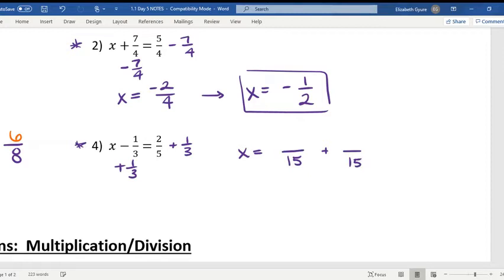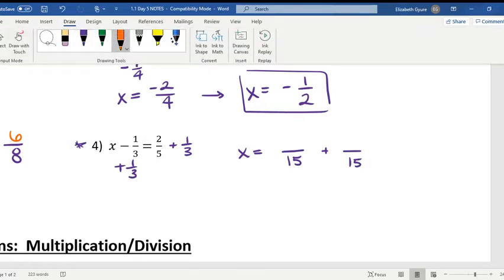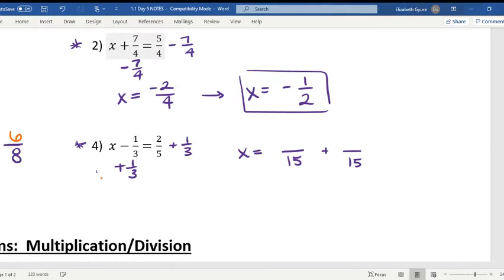And now we need to figure out how to change the top. So somebody at home, 2/5. I needed to change it to have a 15 on the bottom. What should I multiply that fraction by? 3. Very good. Yeah, multiply the bottom and the top by 3. So the top's going to become 6. Good.